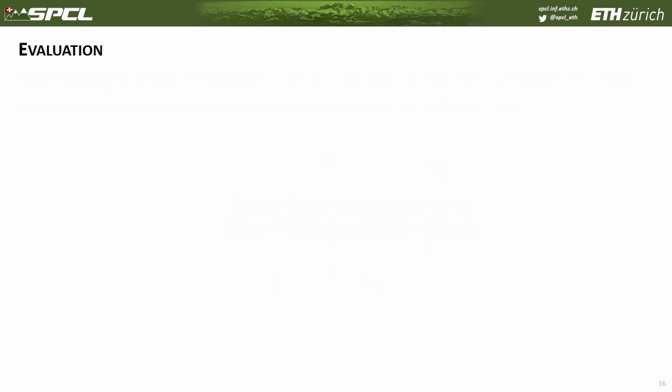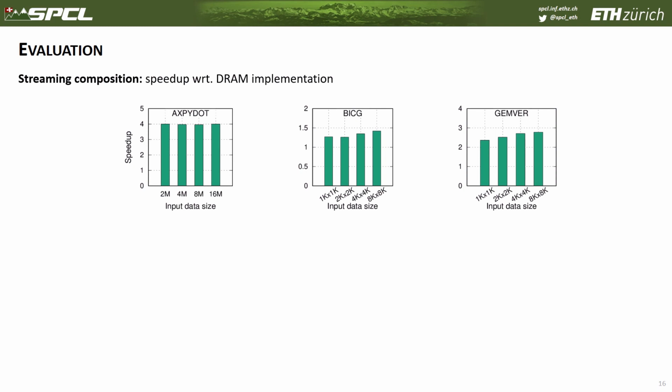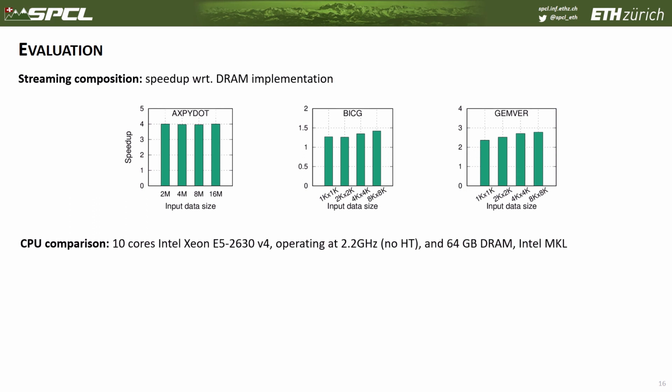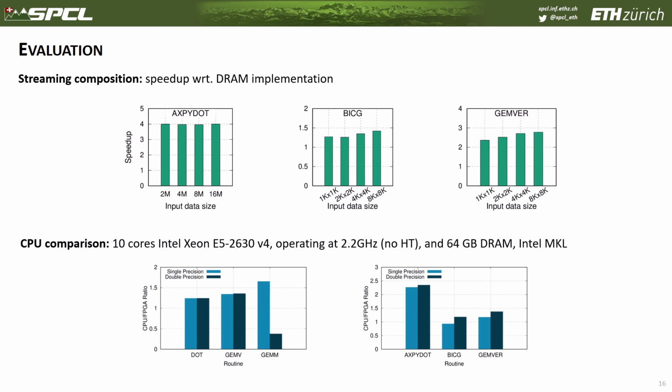The paper we discussed also has results on the streaming composition, where we evaluated the speedup with respect to the DRAM implementation, and the achieved results are in line with our expectations. We also compared the FPGA with the CPU. Here are shown the results of the speedup of the FPGA over the CPU implementation. Due to the lack of proper hardware units, compute-intensive routines such as the matrix multiplication that operates with double precision numbers do not benefit from the execution on the FPGAs.